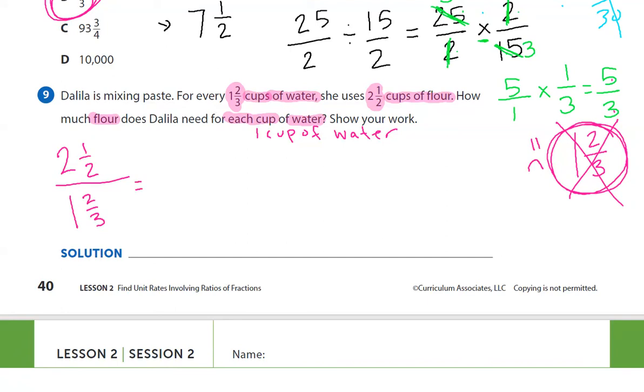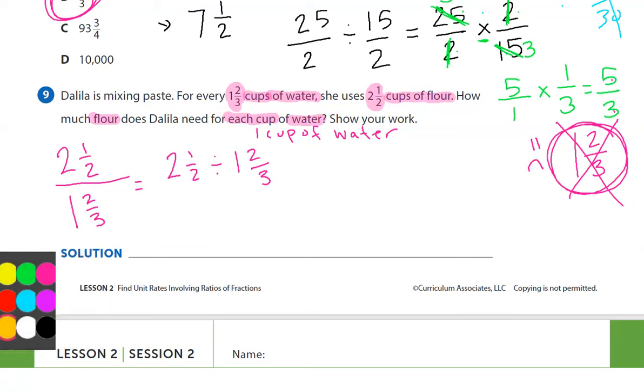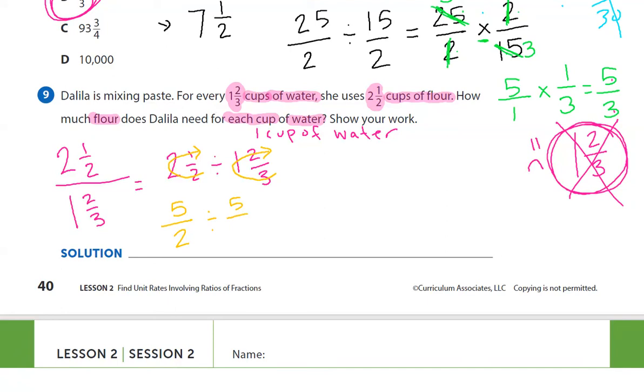Change that as a division problem. That's going to be 2.5 divided by 1 2/3. We're going to make that little loop again. 2 times 2 plus 1. That's going to become 5/2. And then keep our division for now. 3 times 1 is 3 plus 2 is 5/3. And then we're going to keep, because it's still division of fractions. Change, flip.